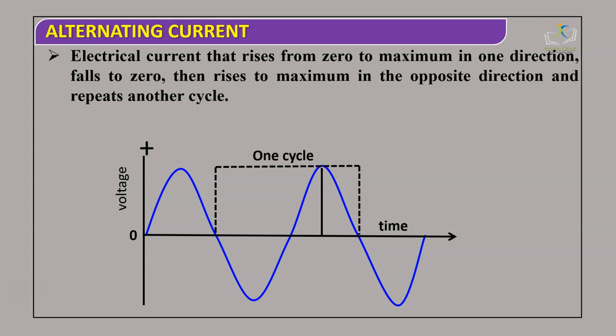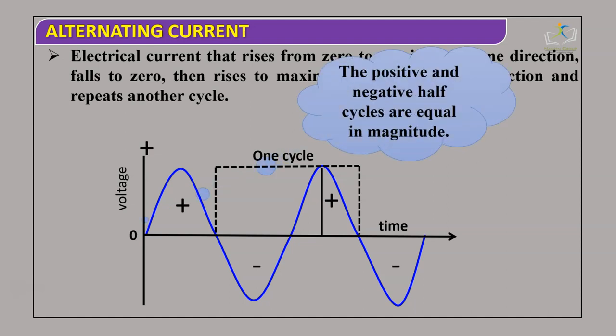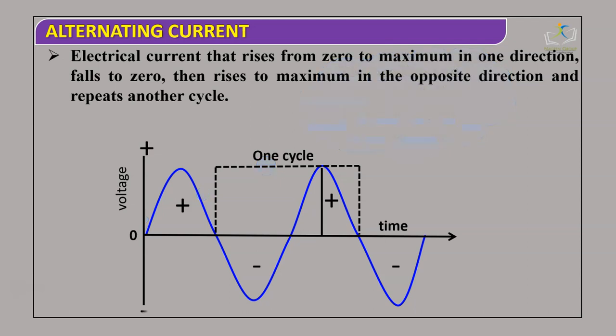So this is a complete one cycle of a wave. This is positive and this is negative. The positive and negative half cycles are of equal magnitude.